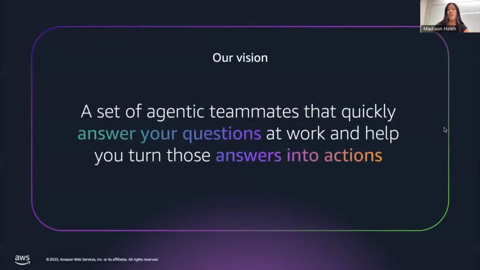And so our vision with the product is that Amazon Quick Suite is a set of agentic teammates that quickly answers your question at work and helps you turn those answers into actions. We saw this earlier, and I just want to reiterate that this is a set of different agents that all work together in the same environment to bring data across your different applications to work together. And it's all powered through your data again.